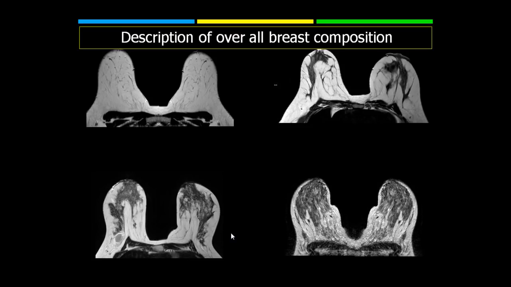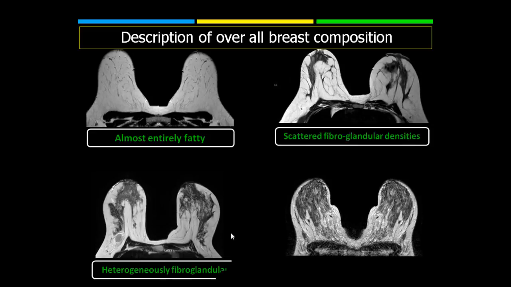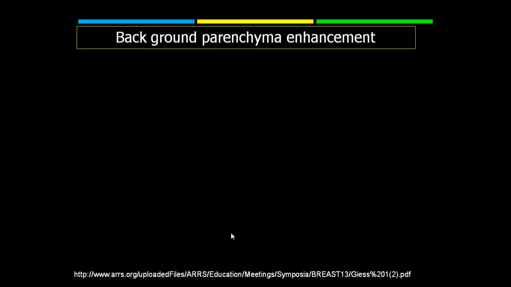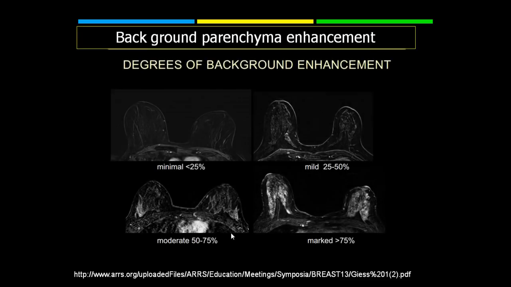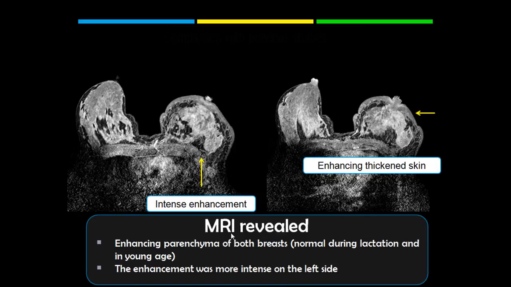The first step is that we have to describe the overall breast composition, and this is usually done on the T1 and the T2 weighted images, where this is considered an almost entirely fatty breast. This is scattered fibroglandular densities. This is a breast with heterogeneous fibroglandular parenchyma, and this is extremely dense fibroglandular parenchyma. And then we have to go to the subtraction images to assess the amount of background parenchymal enhancement. And this might be either minimal, mild, moderate, or marked. We always have to remember that whenever we have bilateral symmetrical background parenchymal enhancement, that means we are dealing with enhancing parenchyma and not specific lesions.